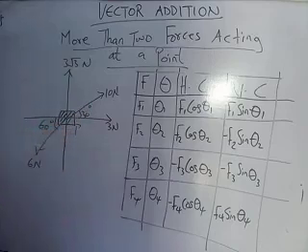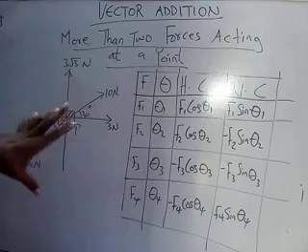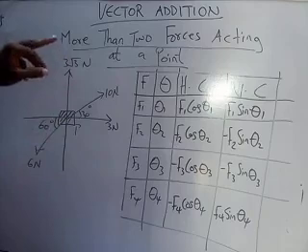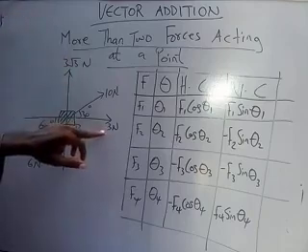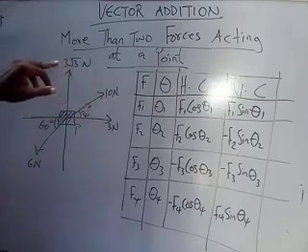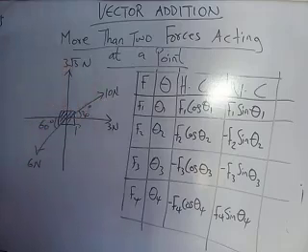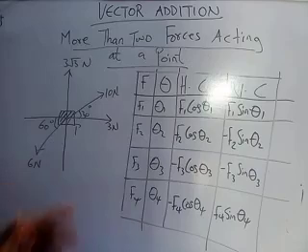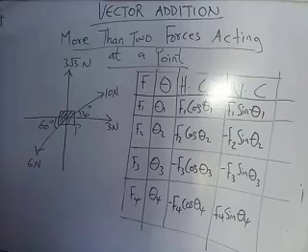Okay. Here is a question. The above figure shows 4 forces, which are 3 Newton, 10 Newton, 3 root 3 Newton, and 6 Newton, acting on a point P. The resultant of the 4 forces is what? We are asked to find the resultant of the 4 forces. So how will I solve this?